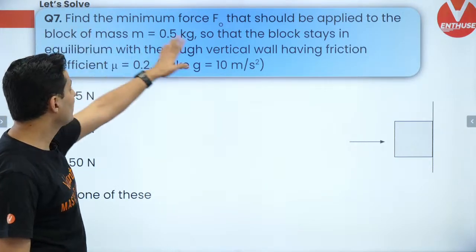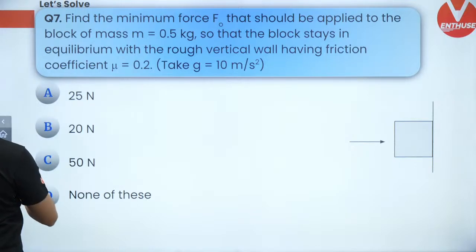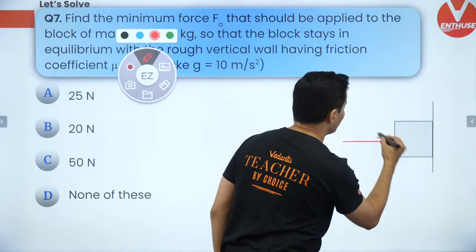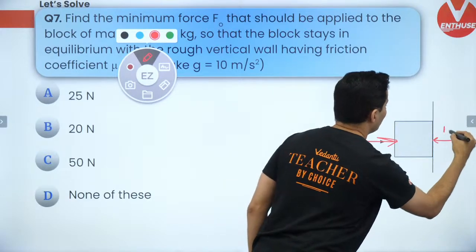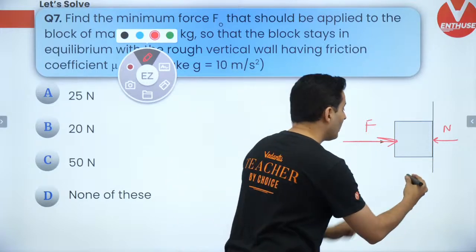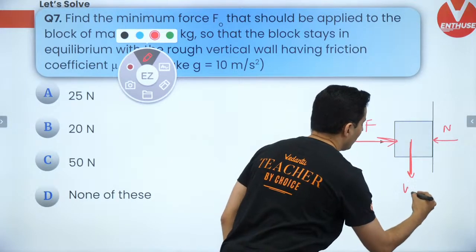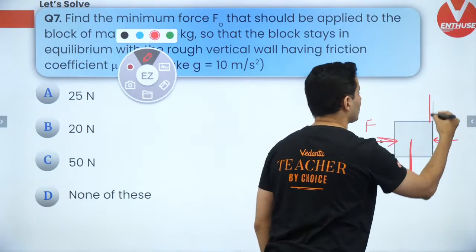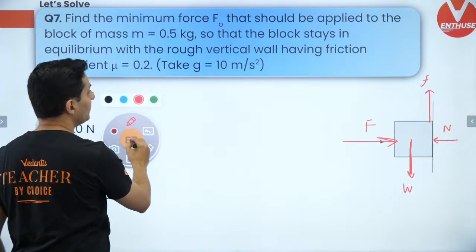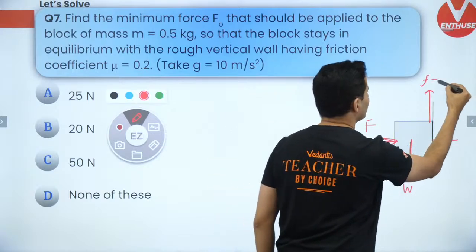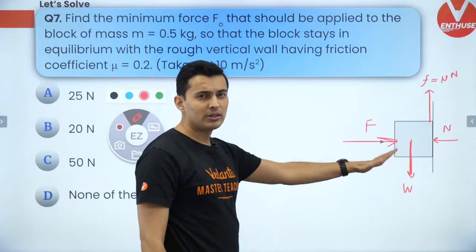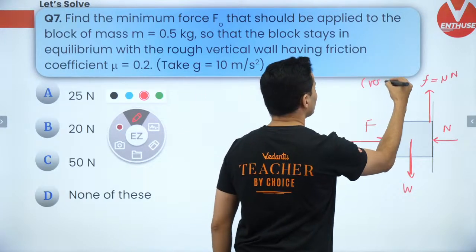What is the minimum force that needs to be applied, guys? First of all, if you are applying some force over here, there will also be a normal force like this. There will also be a weight downwards, and also a frictional force upwards so that it does not slide. If it is in equilibrium, the frictional force is mu into n, when it is on the verge of sliding.